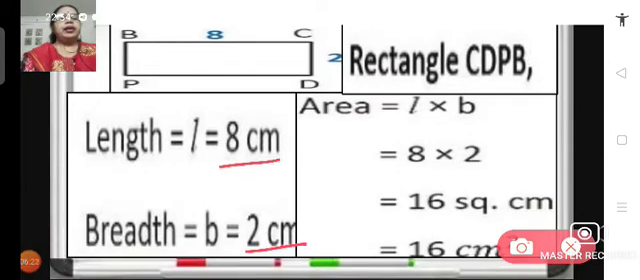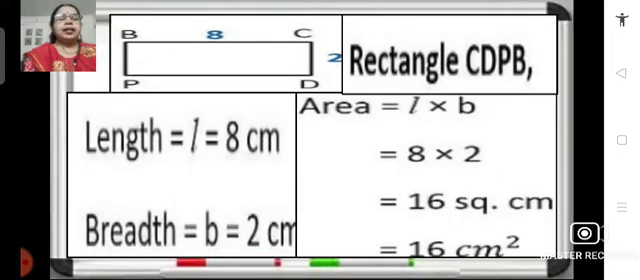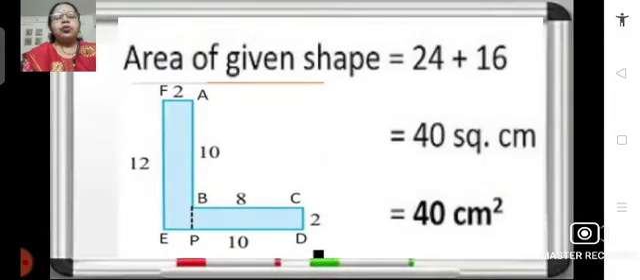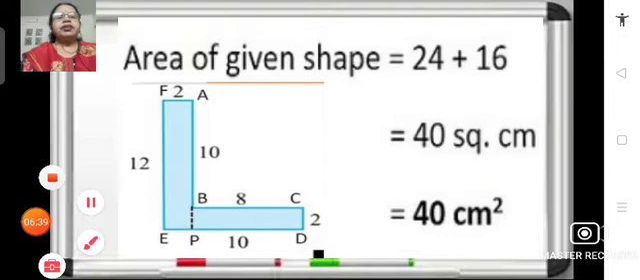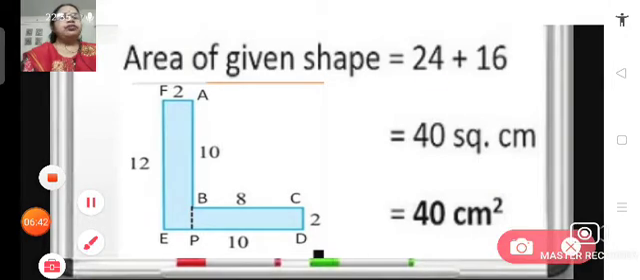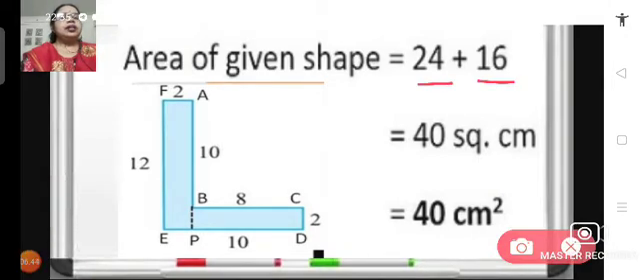Here we have the length as 8 centimeter, breadth is 2 centimeter. So what will be the area? It will be length multiplied by breadth, that means 8 multiplied by 2, which will be 16 square centimeter. So the next rectangle has the area 16 centimeter square. Now, what will be the total area of the given shape? It will be 24 plus 16, that means 40 square centimeter. So the area of this figure is 40 centimeter square or 40 square centimeter.